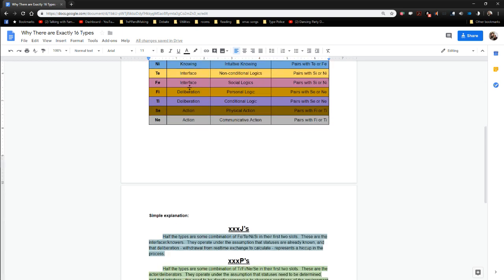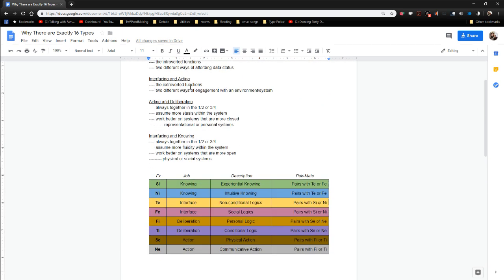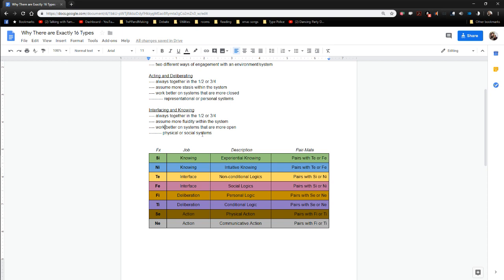This first bit is not a good way to present information really, but this is better. SI, it's a knowing function, it's experiential knowing, and it pairs always with TE or FE. NI, it's a knowing function, it's intuitive knowing, and it pairs with TE or FE.